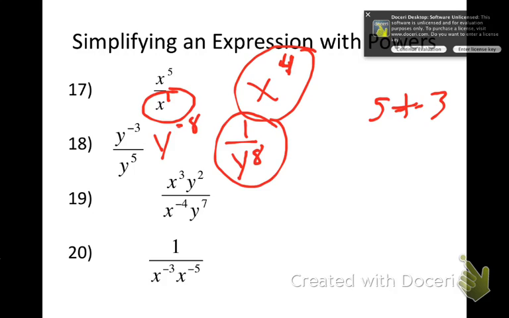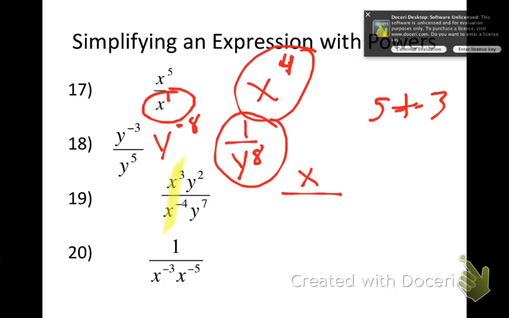Number 19, x to the third, y to the second, x to the negative fourth over x to the negative fourth, y to the seventh. As I look at my x's, is my x's larger in the numerator or denominator? Garrett, is x to the third larger or x to the negative fourth? So I know my x is going to have to stay in the numerator. Okay, just subtract it. It's going to have to stay up there.